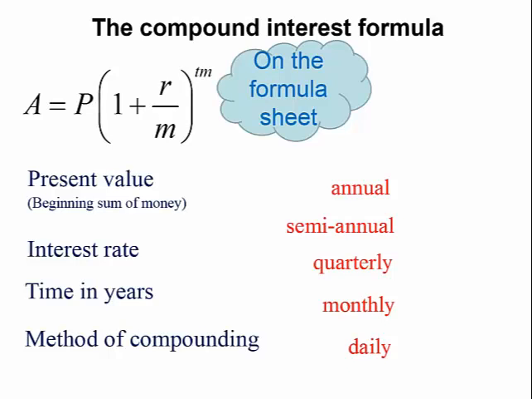Annually is something that's done 1 time a year, and that's the value that we would use for M in the formula. Semi-annually means twice a year. We'd use a 2 in the formula. Quarterly, one of the most common in the business world, means 4 times a year. Monthly, 12 times a year, and daily, 365 times a year. So these are the values that you would use for M, and it'd be tied to the term in the problem.